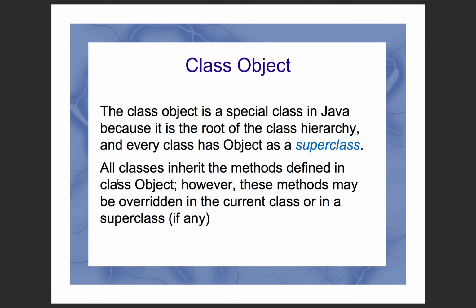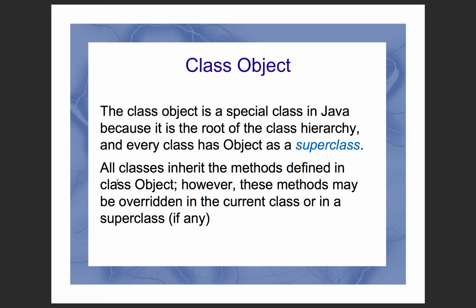So far we have seen several principles of object-oriented programming, and we have discussed in detail four principles of object-oriented programming. Among them, inheritance is one of the principles that we have discussed. So here is another application of inheritance, the class Object.